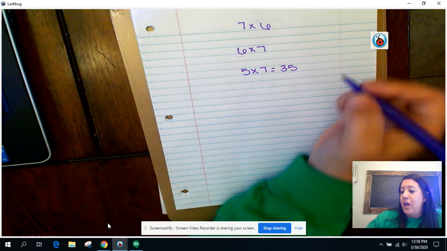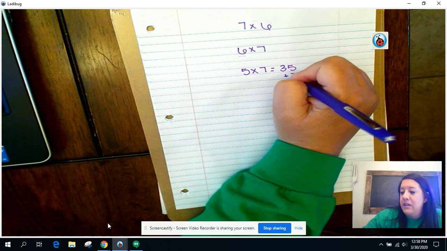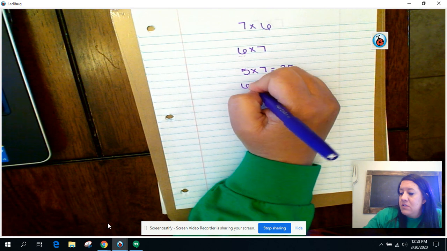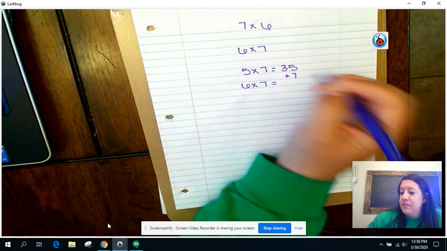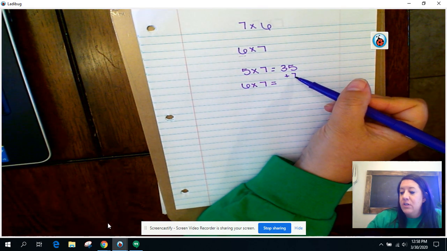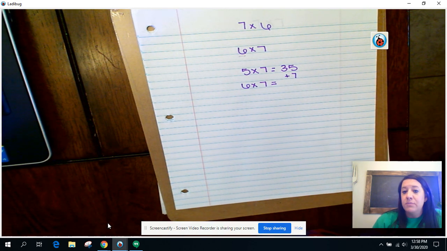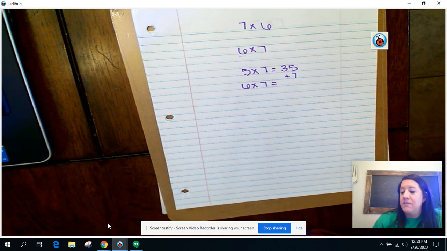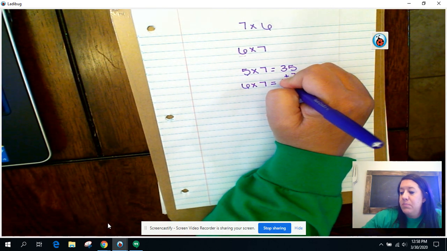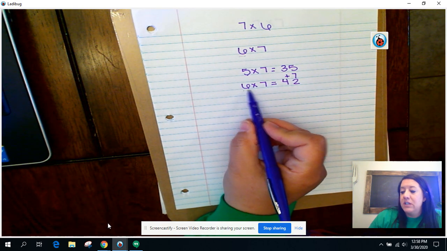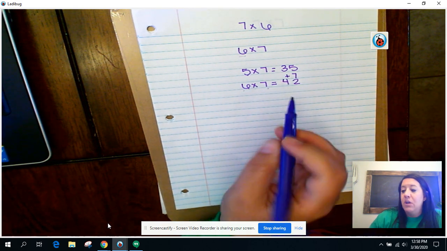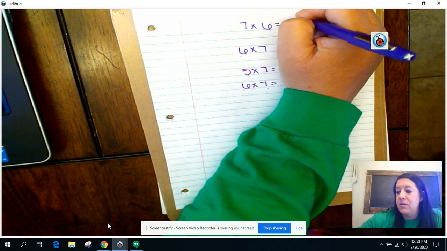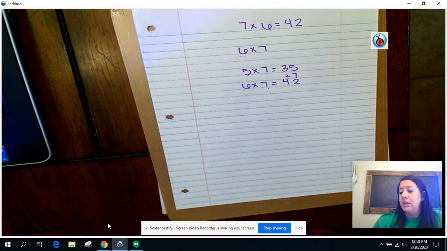Then we're going to build up one. So we're going to add another seven to our answer. So six groups of seven would be 35 plus this other group of seven, because now instead of five groups of seven, we have six groups of seven, which would be 42. So six groups of seven is 42. Therefore, I know that seven groups of six would also be 42.